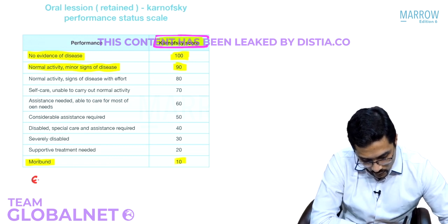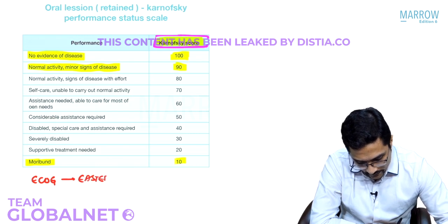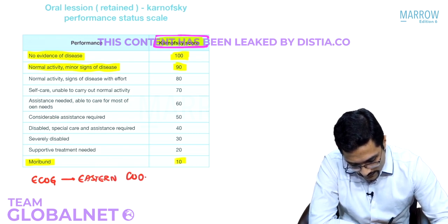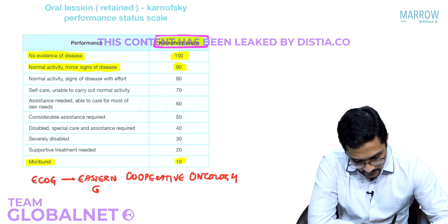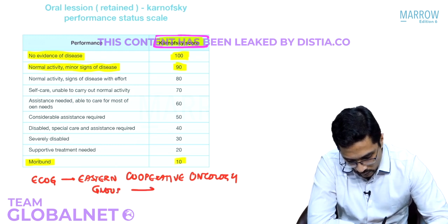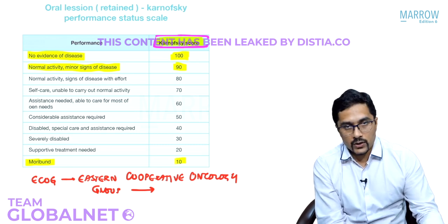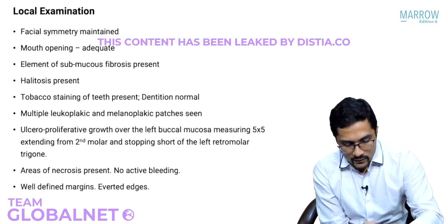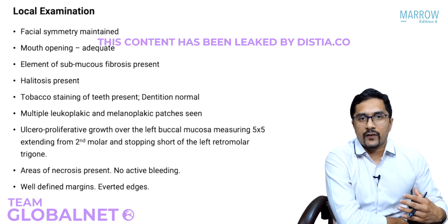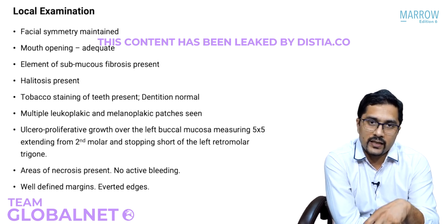You have another score known as the ECOG score. This is the Eastern Cooperative Oncology Group score, and this is from 0 to 5, right? This is the ECOG score. These are the two scores for performance status which you should know. Now, if we talk about the local examination, I'm describing it first, but I have a video which I'll show to you of all these signs which I'm mentioning here.